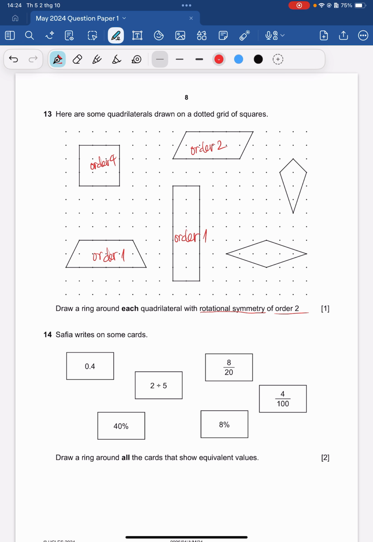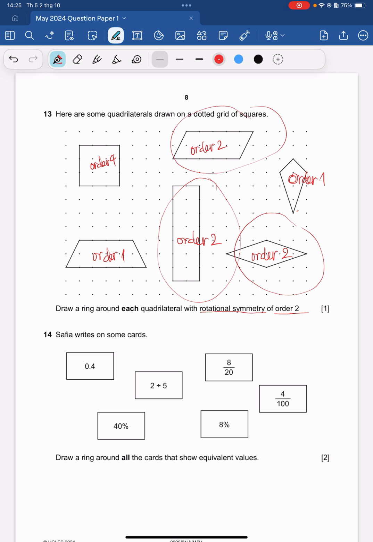Next, kite. Let's see. Turn around. No, order one. And rhombus. Order 2, right? Oh no, I think we made a mistake at the rectangle, right? It's order 2 too. When we turn 90, no, but when we turn 180 degrees, it fits, right? Okay, that's order 2. So we have 1, 2, and 3.